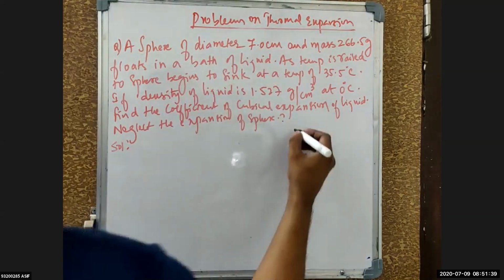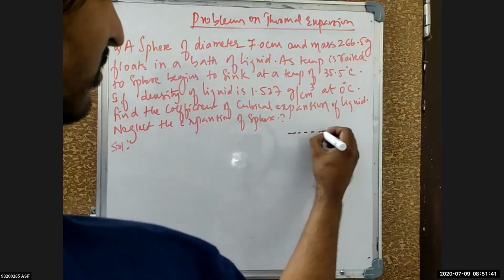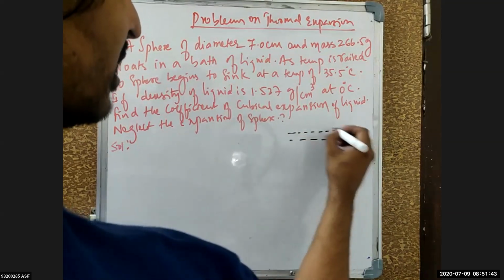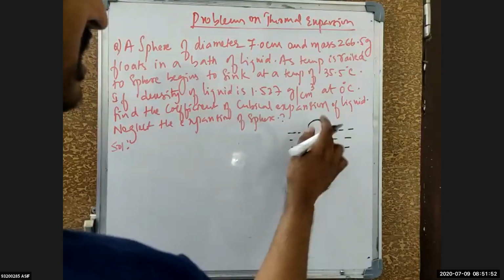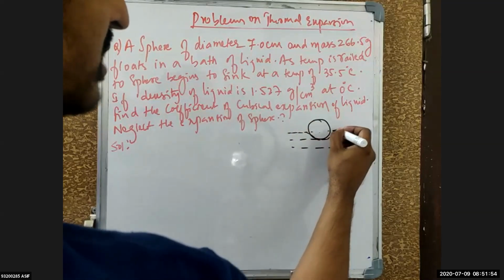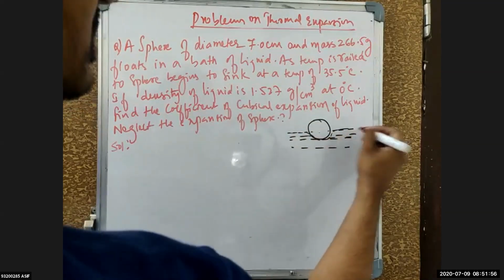So in the first condition, this is your liquid right now, and this is your sphere somewhere. This one is floating on this. Floating means this part will not be there. If it is slightly floating like this, water is displaced, and this will be floating in the given condition. So that is the condition.